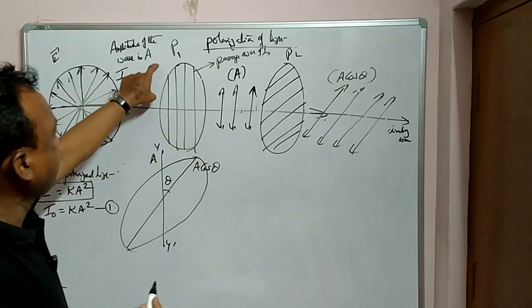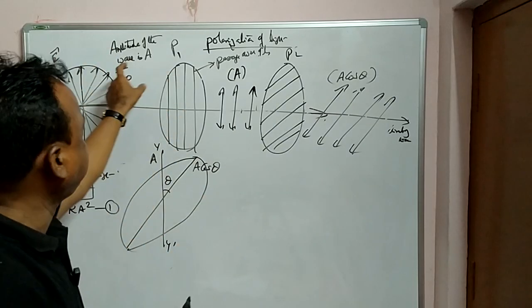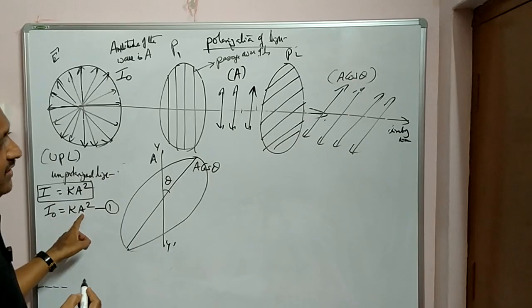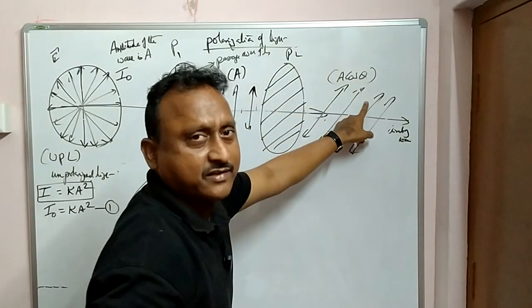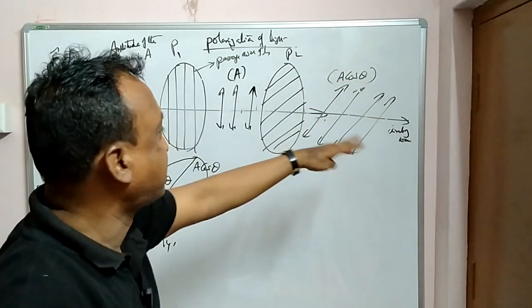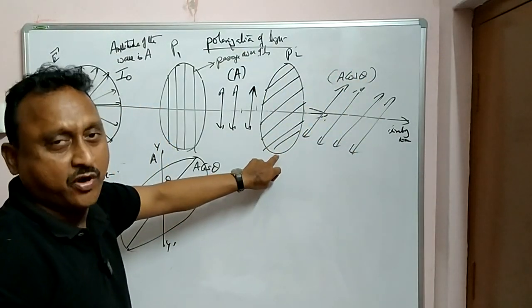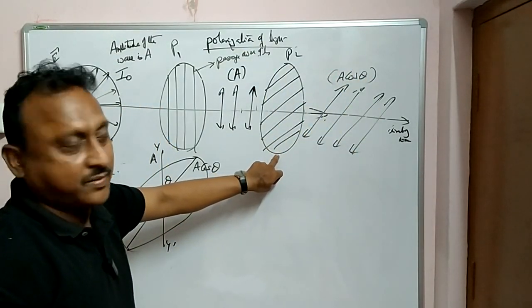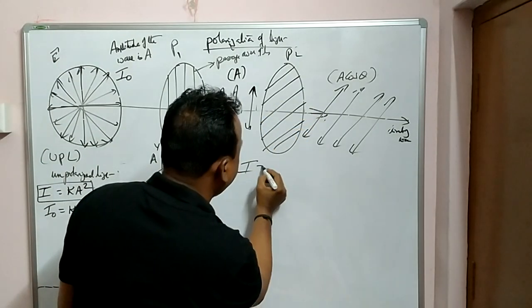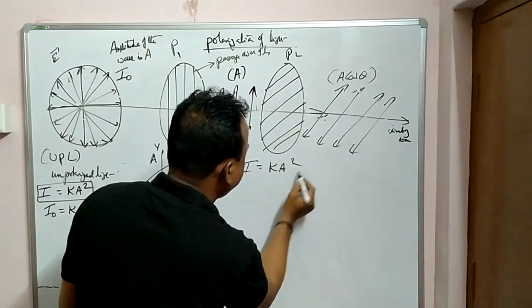Now for example, initial intensity was I0, and already I have told you I0 is equal to K into A square. Now it is coming out. What waves are coming outside? The horizontal components are coming outside because of the passageway, the second polarizer. So what happens to us?